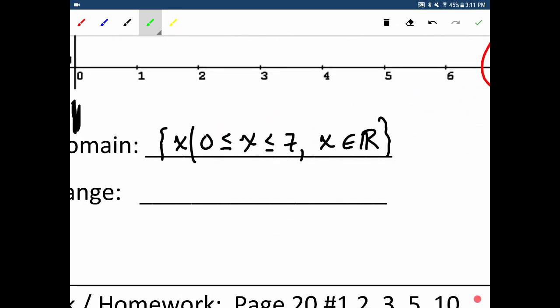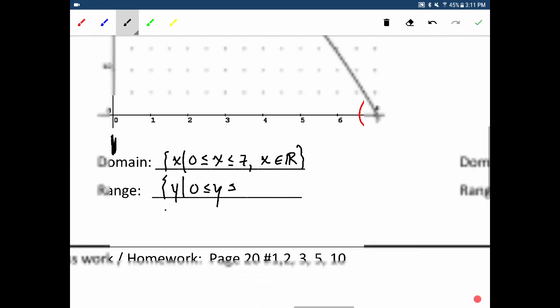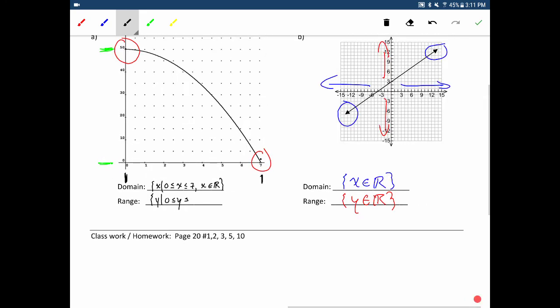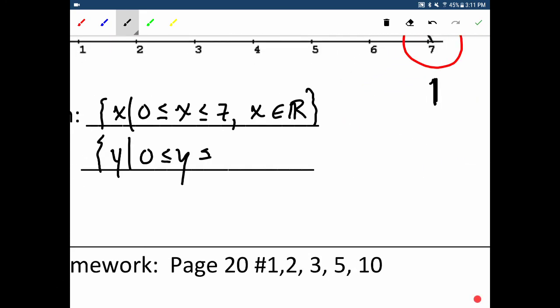So we're going to do the same thing. We're going to say y such that y is greater than or equal to 0 and less than or equal to, I've already forgotten what number I said. 50, it was 50. And that's y is an element of the real numbers. And that's it. So there you go.